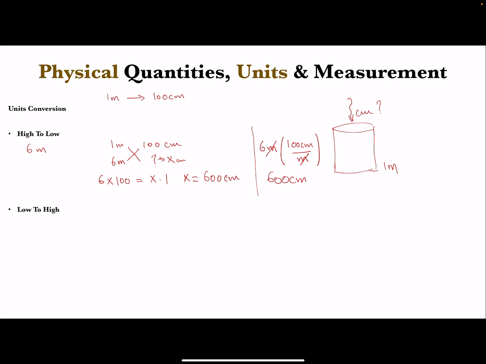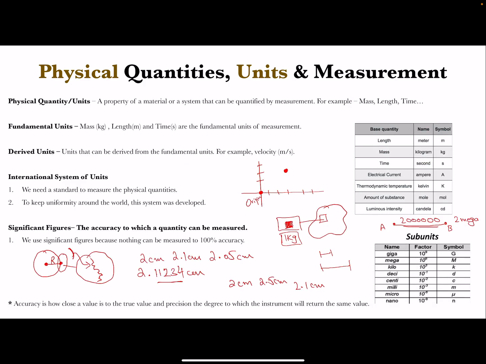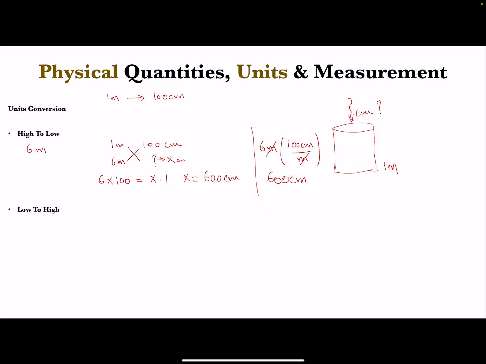All right, now low to high. Low to high is the simplest. Why? If you go back, you see all these factors, right? C is centi, 10 to the minus 2. K is kilo, 10 to the 3. And so if you look at low to high, if I say, tell me how many meters are there in 1 centimeter, right?